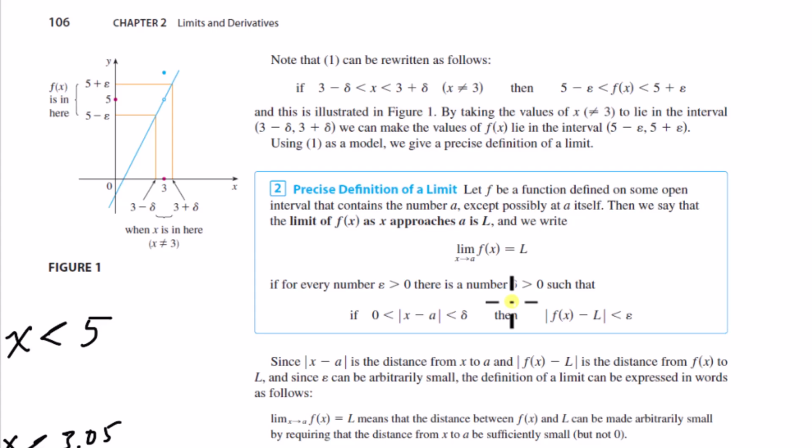Okay, but again, it's important to note how there are no restrictions on what number delta is, other than it has to be greater than 0. That's extremely important here, because then delta is just a variable in the sense that delta could be 0.0000, a quintillion zeros, 1 if you want, right?